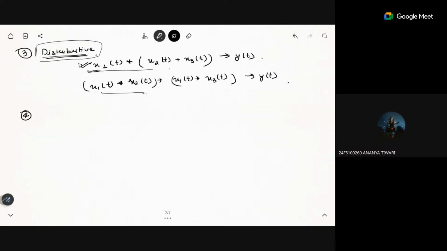So the fourth is your direct delta function property.